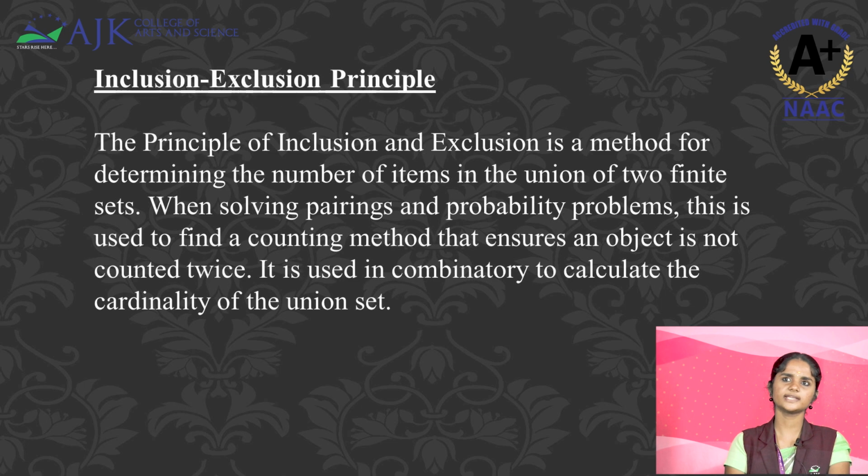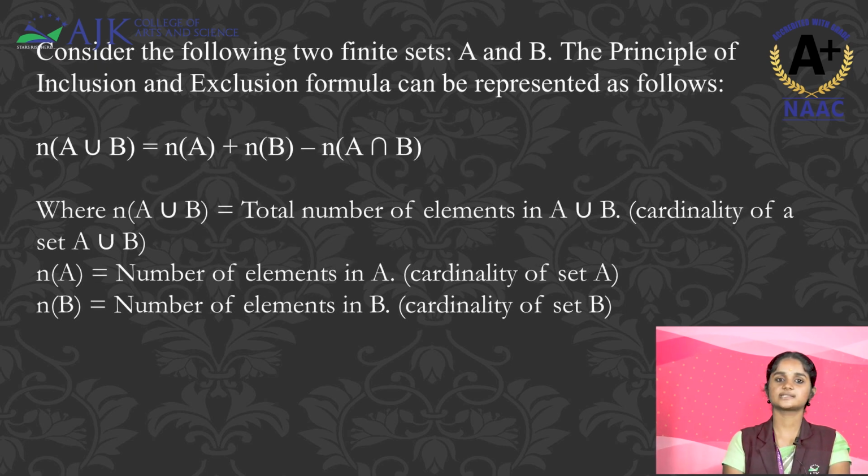Next topic is the inclusion and exclusion principle. The principle of inclusion and exclusion is a method of determining the number of items in the union of two finite sets. When solving counting and probability problems, this is used as a counting method that ensures an object is not counted twice. It is used in combinatorics to calculate the cardinality of a union set. Let us consider the following two finite sets A and B. The principle of inclusion and exclusion formula can be represented as follows.